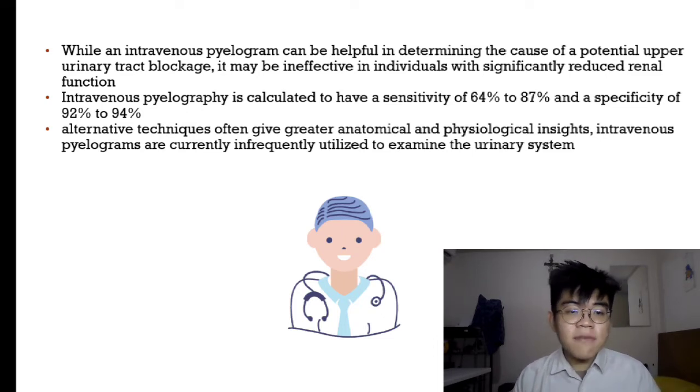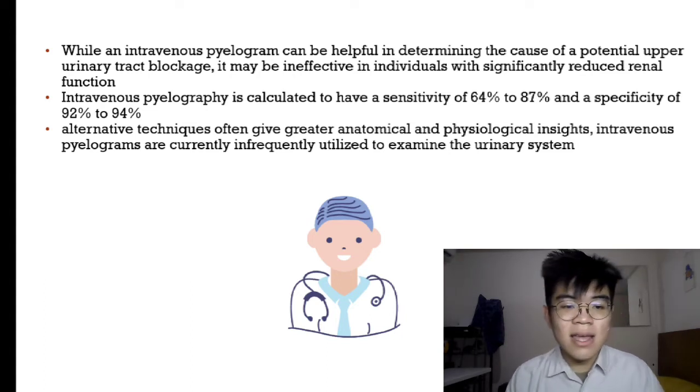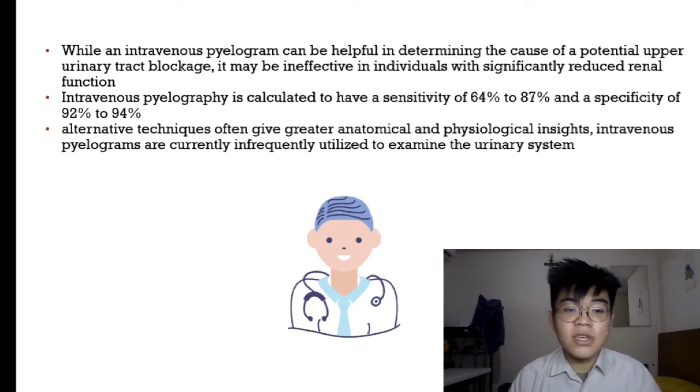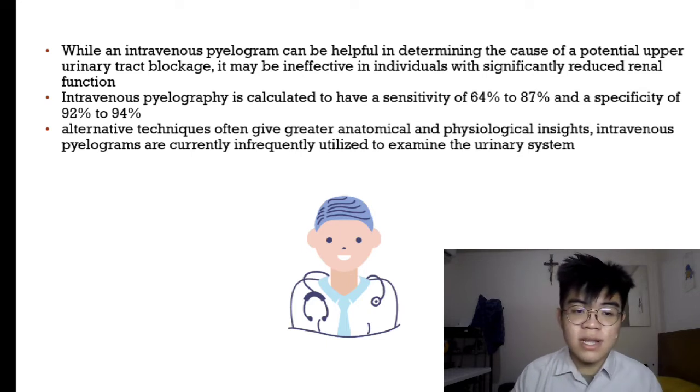An IVP assists to move the stone through the ureter by providing a significant osmotic diuretic impact in acute colic. Despite so, some researchers argue that considering alternative techniques have often given better anatomical and physiological insights, IVP is currently infrequently utilized to examine the urinary system.